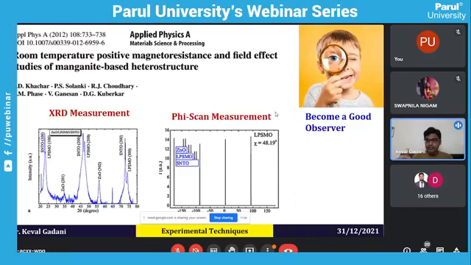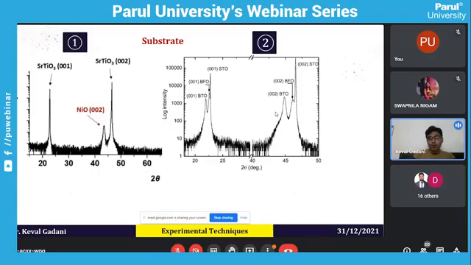Two film peaks are there in the second graph. You can observe one is BFO and one more is BTO, that is BiFeO3 and BaTiO3. But now you observe, dear student, only the STO. If STO is the substrate, then in both graphs STO is common.